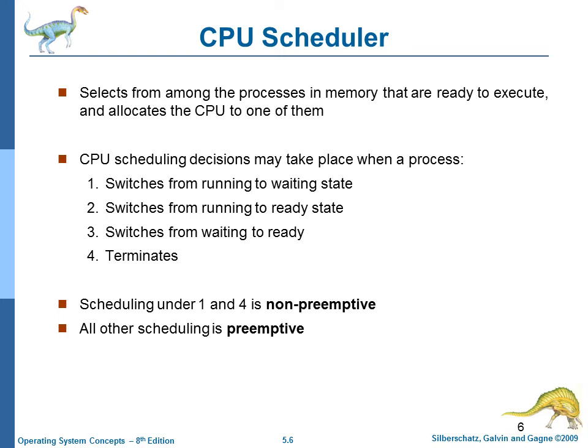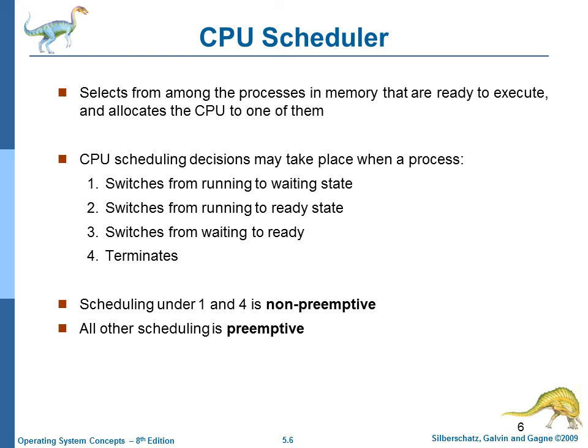So when a process switches from running to waiting, or a process has terminated, the scheduler should select a new process from the ready queue. For conditions 2 and 3, switching from running to ready and switching from waiting to ready, there is a choice: either continue running the current process or select a different one.